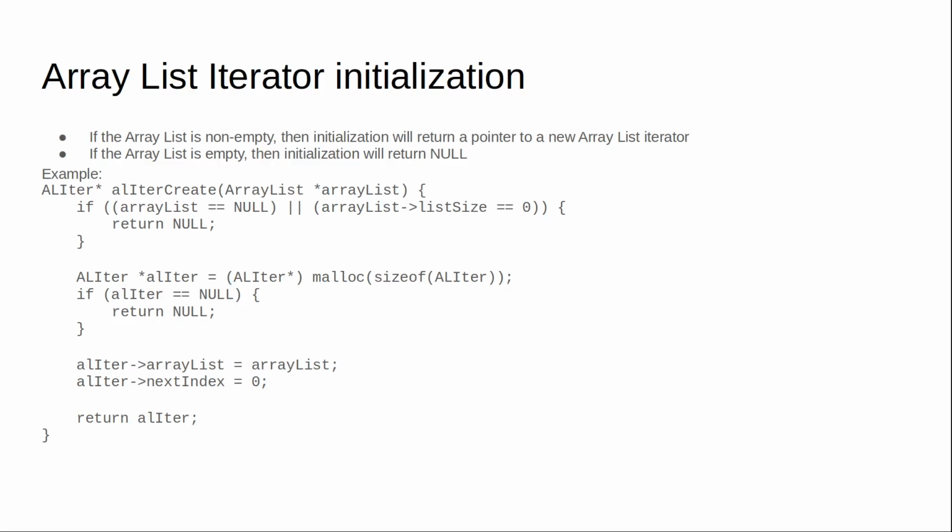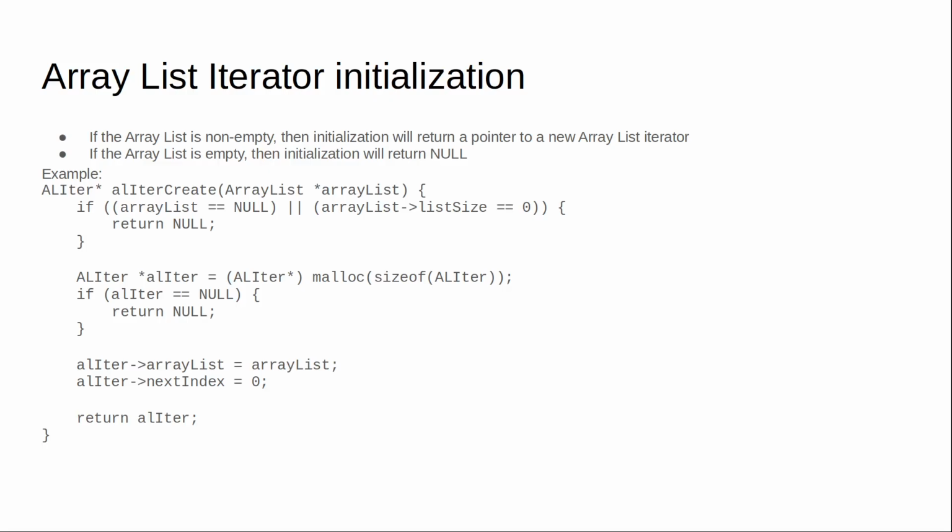So how do we create and initialize one of these things? Well, if the array list is non-empty, then initialization will return a pointer to a new array list iterator. Non-empty means that the array list can't be a null pointer and the list size can't be 0. If the array list is empty, if either one of those things is true, if it's a null pointer or the list size is 0, we're going to return null and we're done. And we'll get to the specifics of why this matters in a minute.